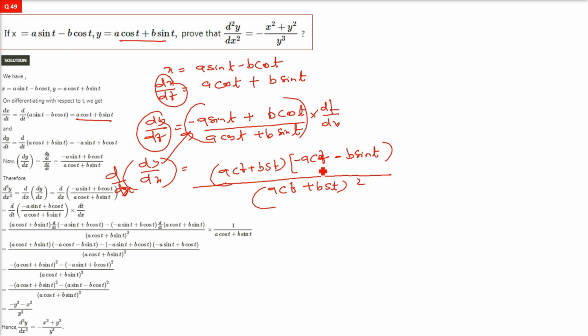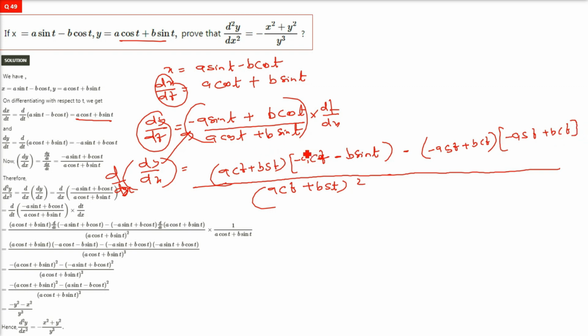Now we come to the second term, and since the denominator has to be differentiated now, the numerator has to be kept like this as it is. The denominator has to be differentiated. So we're going to write minus a sin t plus b cos t, and differentiation of this: a minus a sin t, because cos t is minus sin t, and b sin t is cos t.